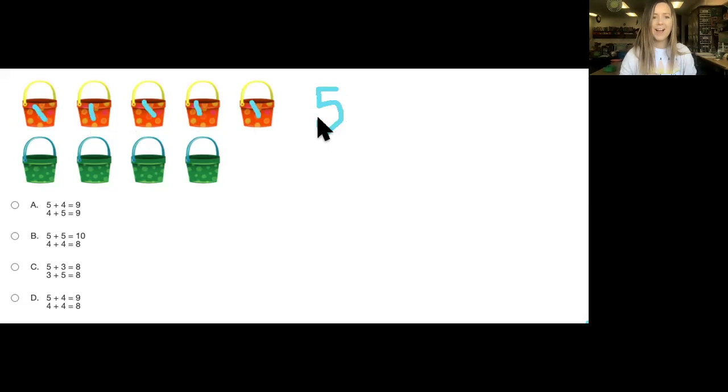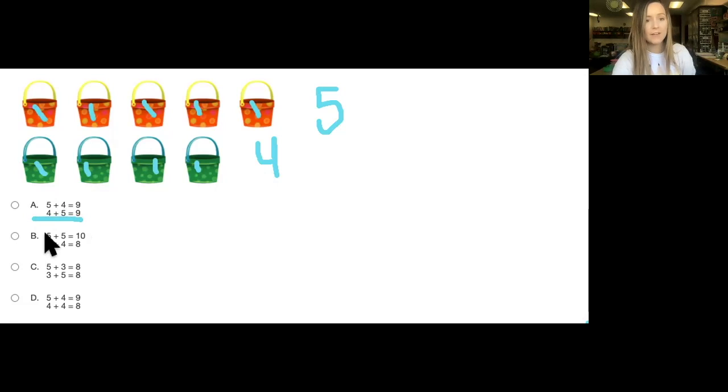Now we need to figure out how many green buckets there are. Ready? 1, 2, 3, 4. There are 4 green buckets. That means we're joining a group of 5 with 4. 5 plus 4 or 4 plus 5. It can go either way. Let's look at our answer choices. Answer A has 5 plus 4 and 4 plus 5. This could be a possibility.